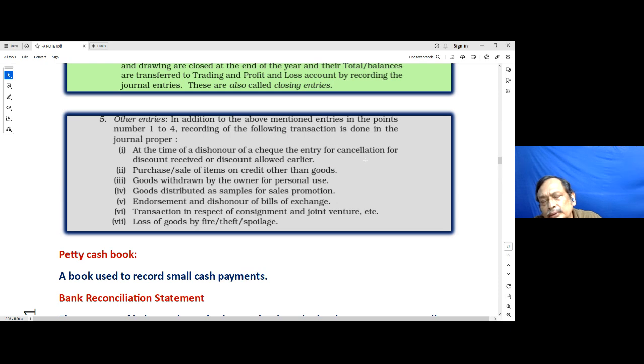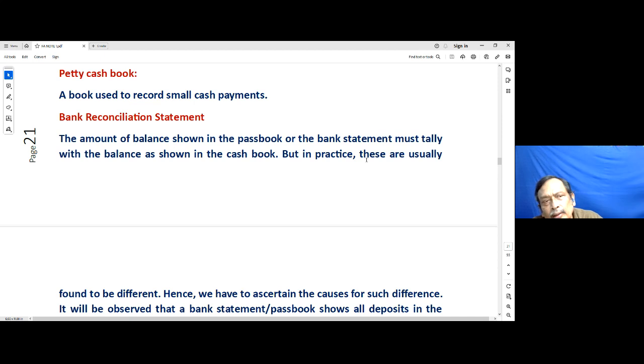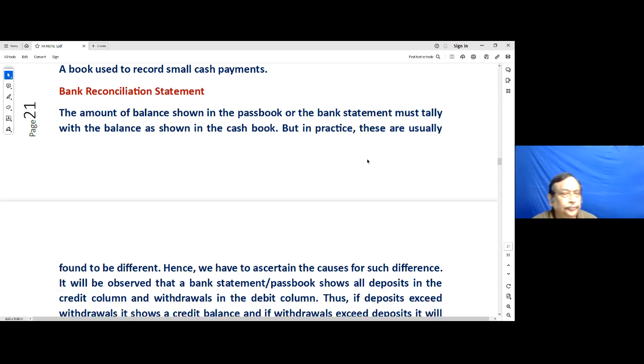Now we are coming to one of the most important topic, that is bank reconciliation statement. Now, as the name suggests, bank reconciliation statement. So that's why it is a statement but not an account. Reconciliation means making or sorting out the differences between bank balance as per cash book and also bank balance as per passbook.